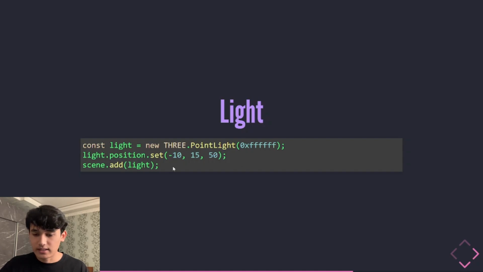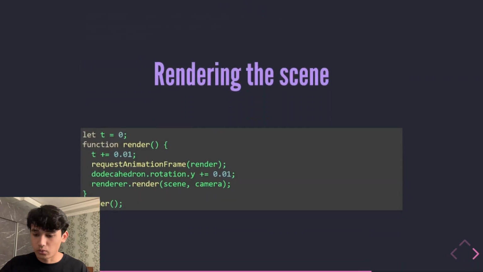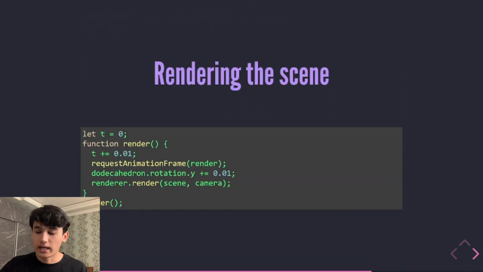So the last thing is rendering the scene. We have the render function, with t plus 0.01. This is an animation, and we are rotating it horizontally. So now we have created a 3D object inside of our website.